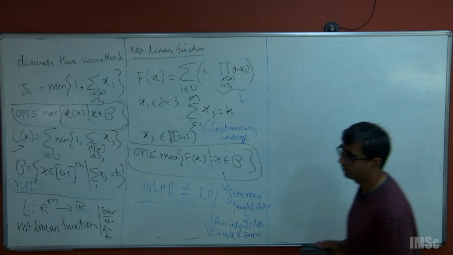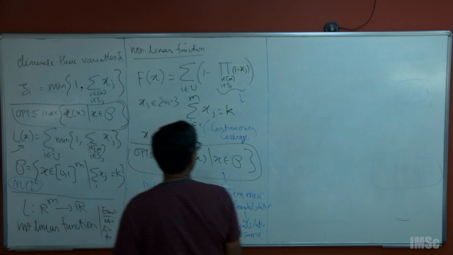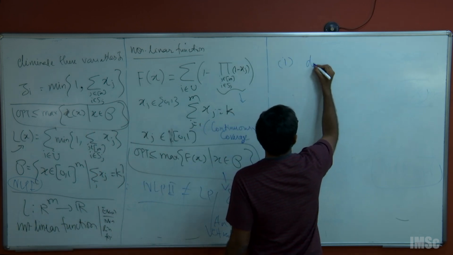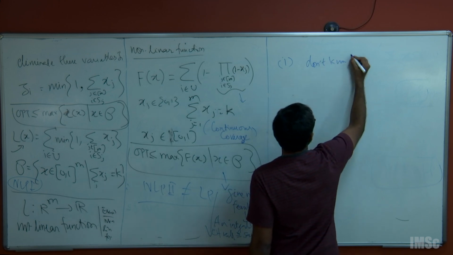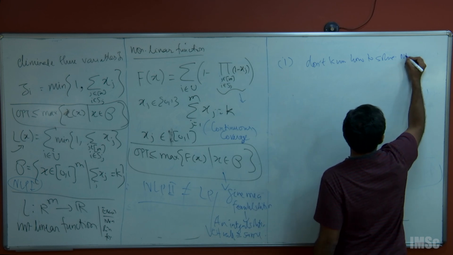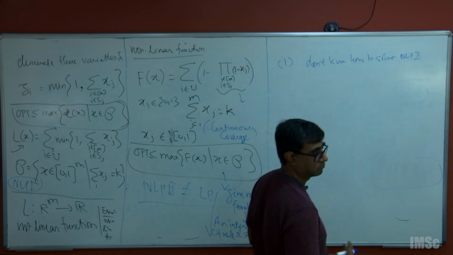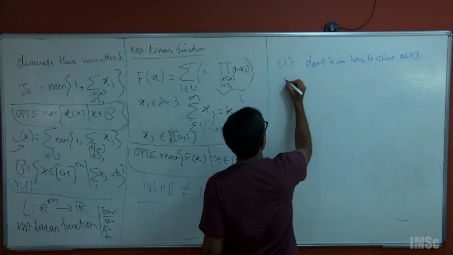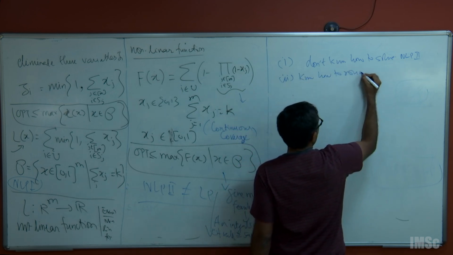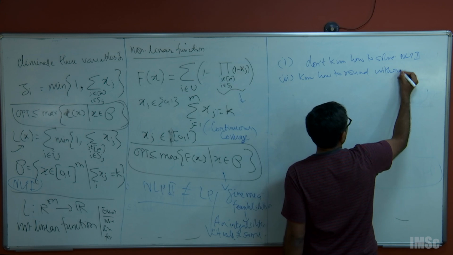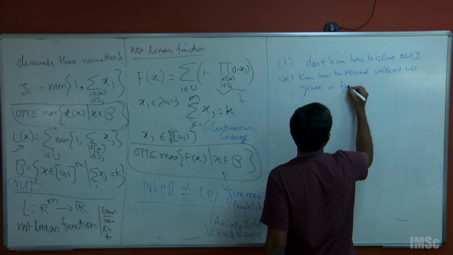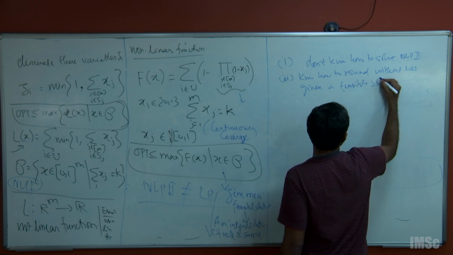Okay, let's write down what I'm trying to communicate at this point of time. First, we don't know how to solve NLP2. We just don't know how to solve it. This is just we don't know. However, we know how to round without loss, given a feasible solution.